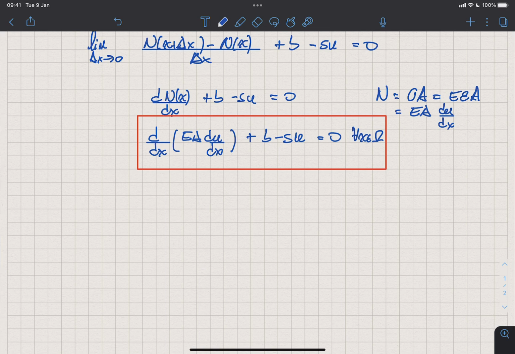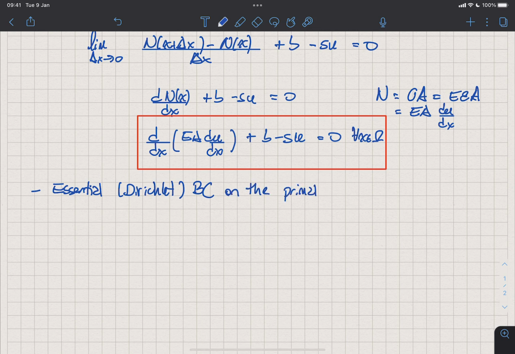Okay, so what are the two things that we can do to this bar? So there are essentially two types. Actually, there are three types of boundary conditions, but we're going to focus on two, and we're going to discuss the other one. But in this course, mostly we're going to be talking about the first type, which is called essential, or Dirichlet boundary condition, right? And this is something that is imposed on the primal field or primal variable. And in this particular case, the primal field is the displacement field.